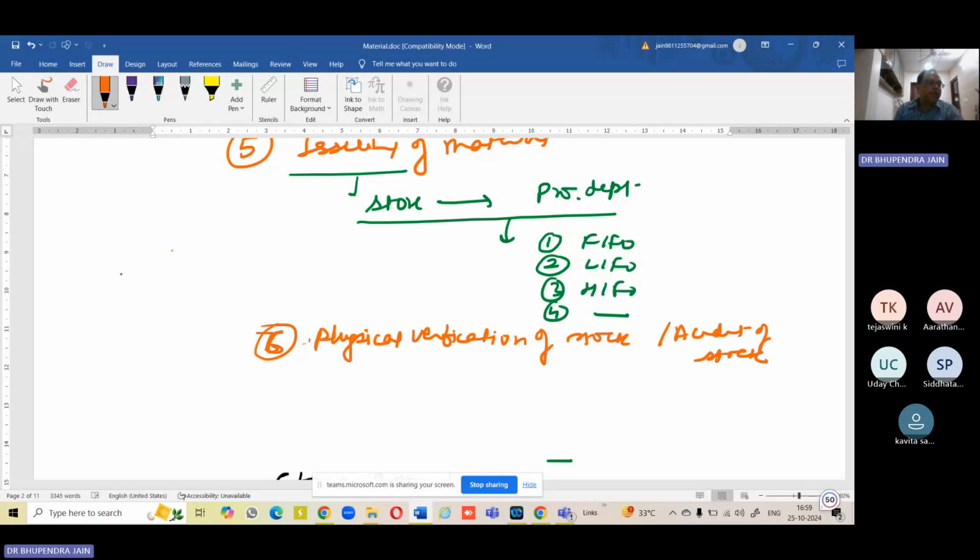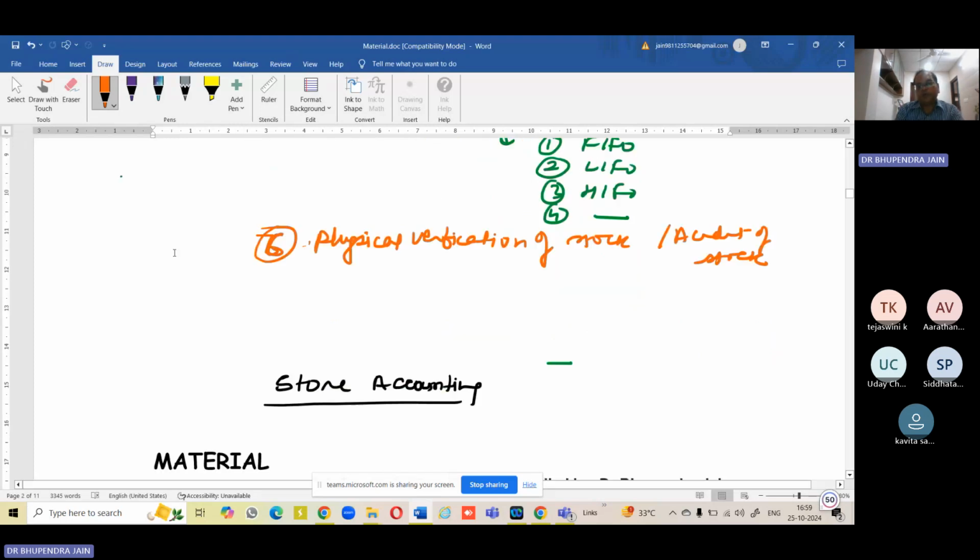Physical verification and audit. The auditor, whether an internal auditor or an external auditor, physically checks whether the goods recorded in the store ledger are actually present in the store or not. That's why we match the data actually available in the store with the data recorded in the store ledger. So this is called the physical verification of stock. The different types of stock taking are periodical stock taking or continuous stock taking. We will discuss this further.